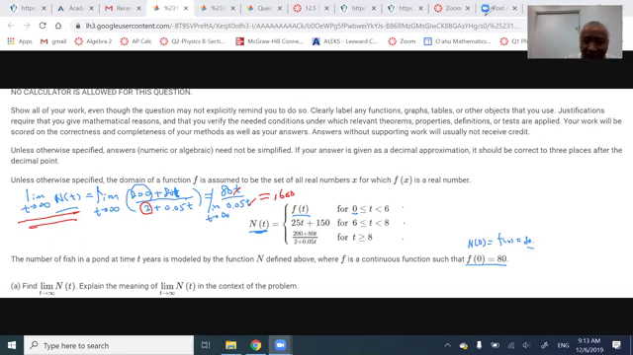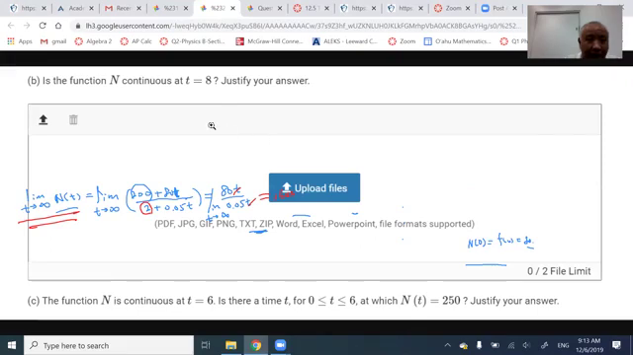Now, we're going to go to the second one, the continuity one actually, right? Part B. They ask: is the function N continuous at t equals 8? I write it down here first, so we're going to go back to this question, the function, right? So they ask you, at t equals 8, is N of t continuous? That's the question. Now, let's see.